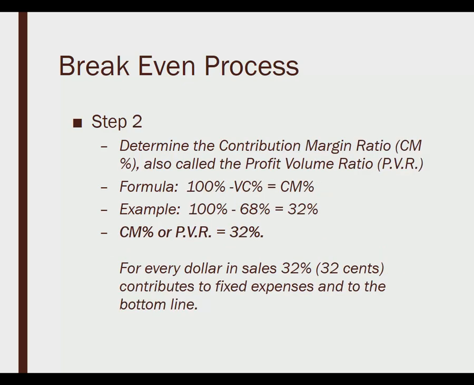In step 2, we have to determine the contribution margin ratio, or contribution margin percentage, by going 1 minus our VC percentage, or 100% minus variable cost percentage, which gives us our contribution margin percentage. So using the same example, our contribution margin percentage would be 100% minus our variable cost percentage, which will give us a 32% contribution margin percentage. So again, for every dollar in sales, 32 cents contributes to fixed expenses and to the bottom line, so our operating income.